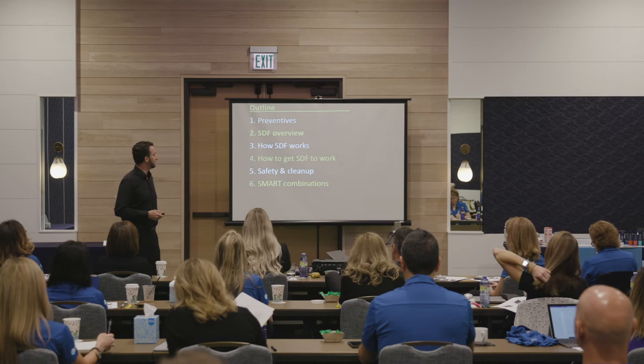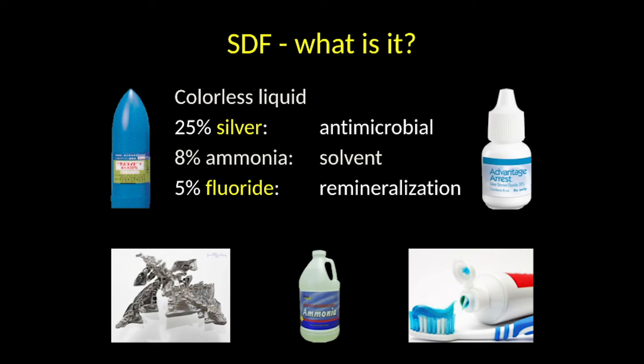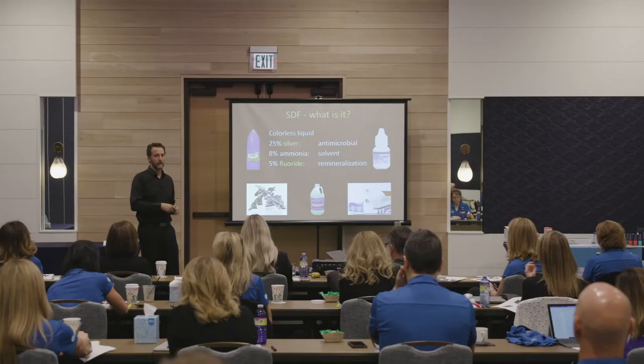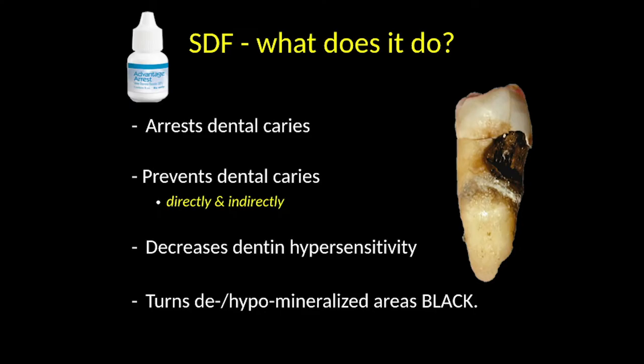So really, the silver and the fluoride are the active ingredients, and the water and the ammonia are what keep it in solution to get it onto the teeth, and keep it stable on the shelf. And what silver fluoride does, as we will go through in detail, is it arrests dental caries, which means that it stops the cavity, it treats the cavity. This is a term that none of us were ever taught in our training, and yet it is a medically accepted term worldwide.